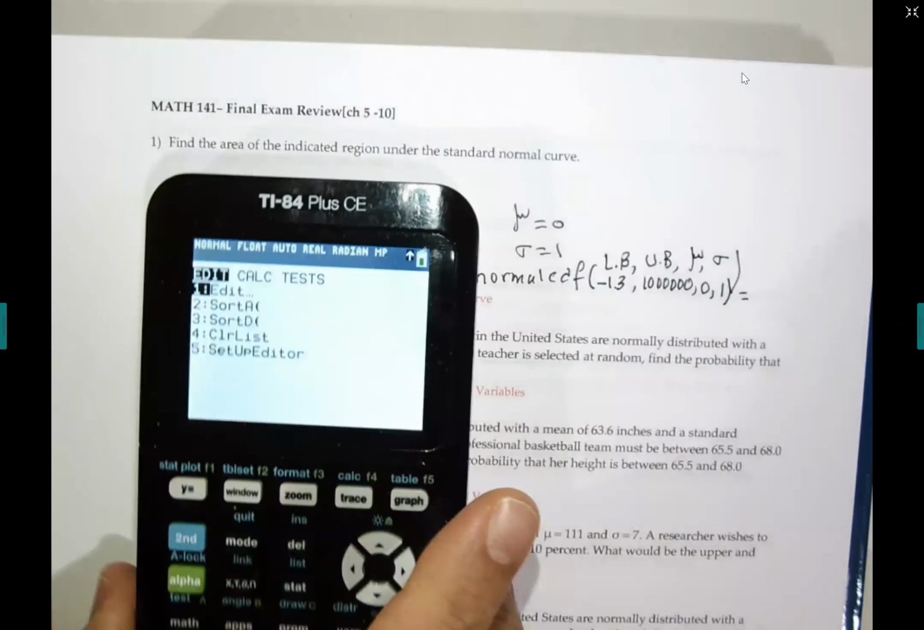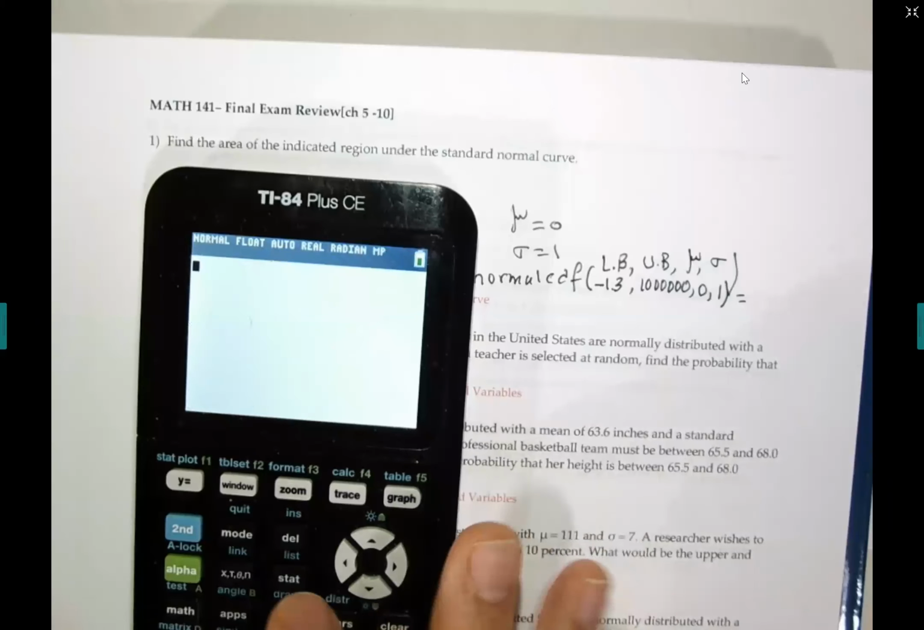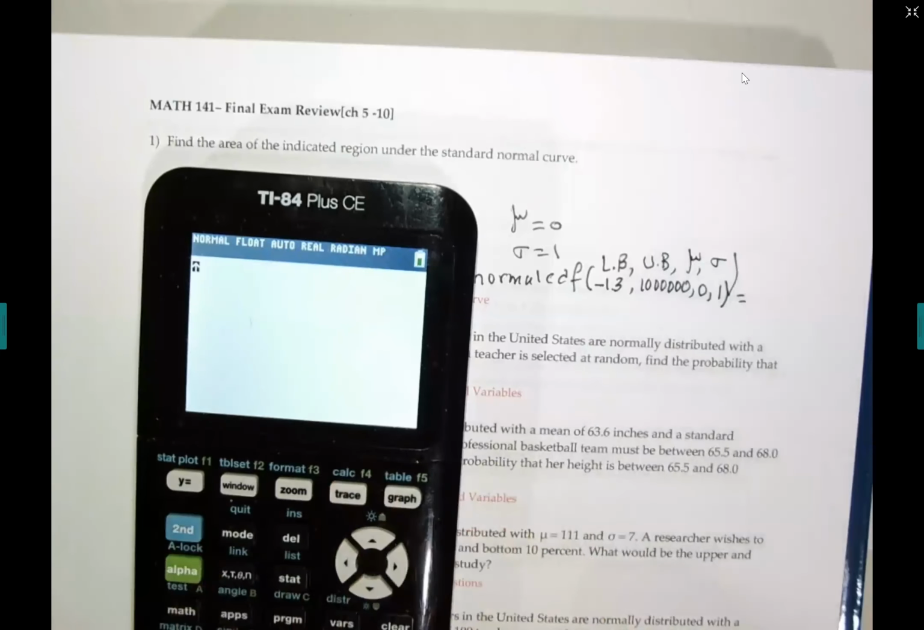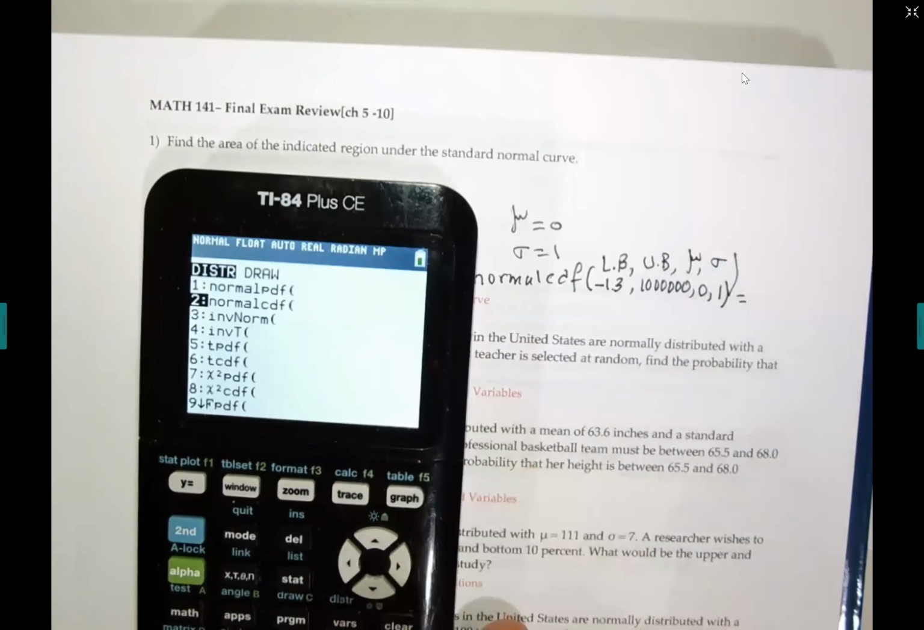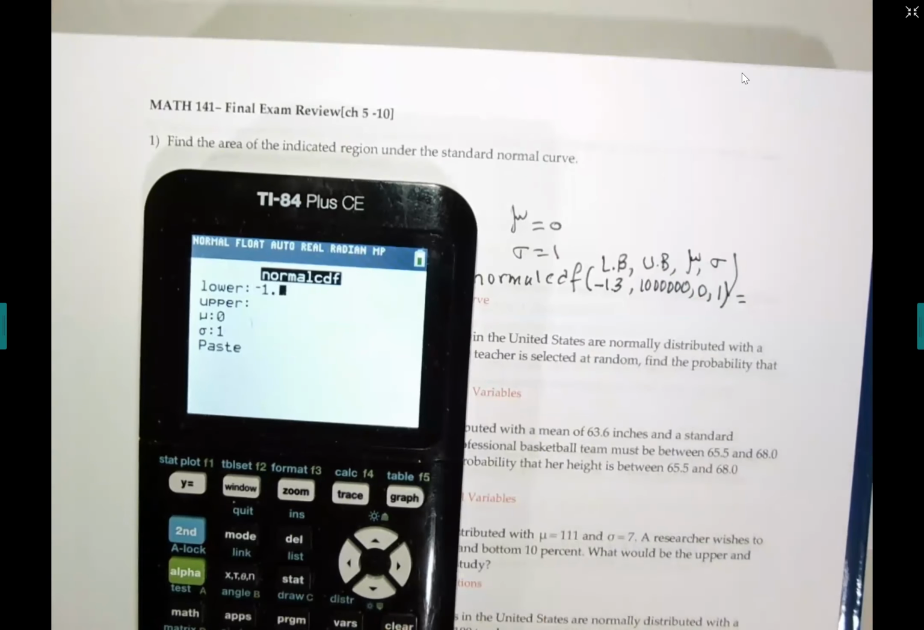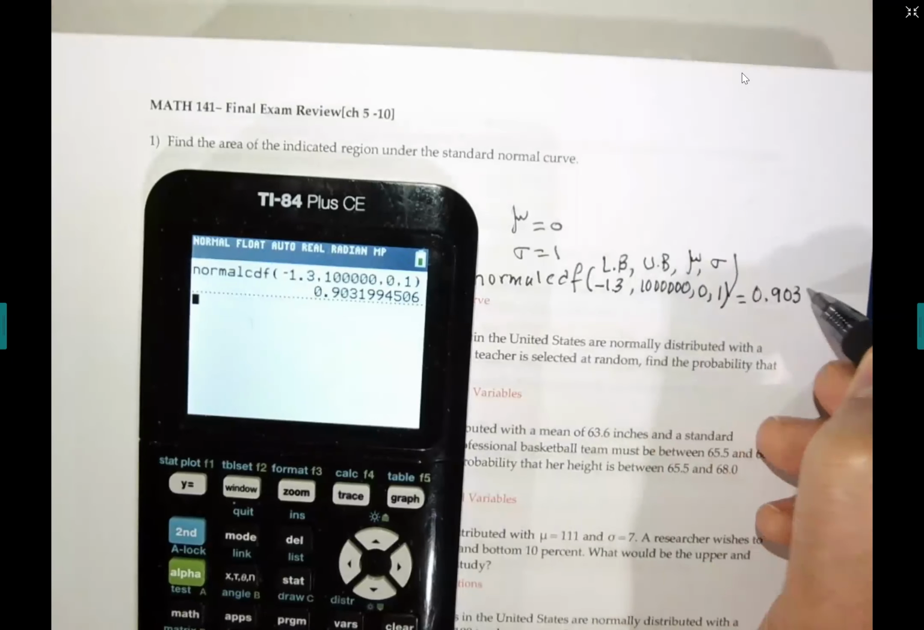Here you go. So let me clear here. Okay, so you go to second, and then variables, which is distribution. I need the normal distribution. This is the only function that you use, guys. You don't use normal PDF at all. It's normal CDF. Okay, it's asking me for my lower bound. My lower bound is negative 1.3. My upper bound is a million, 0, 1, and then paste. Okay, so it is 0.9032 to 4 decimal places.